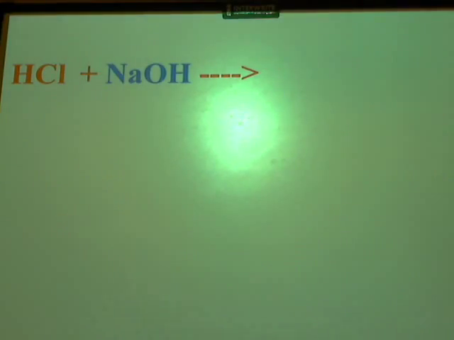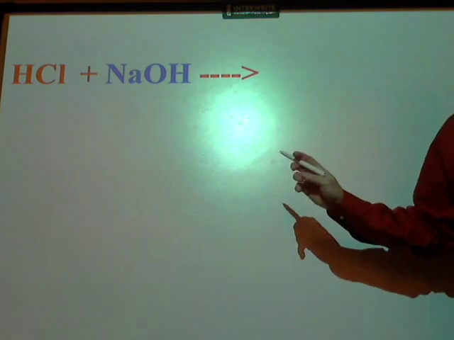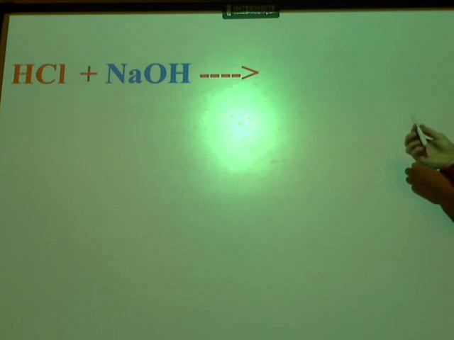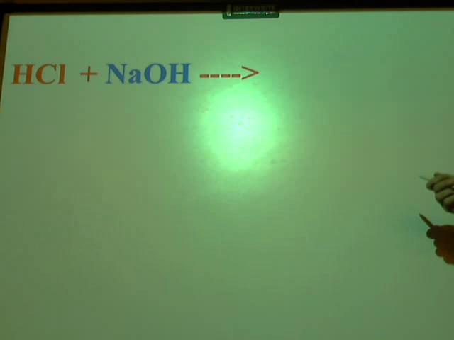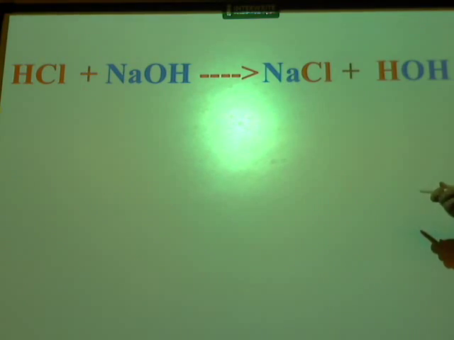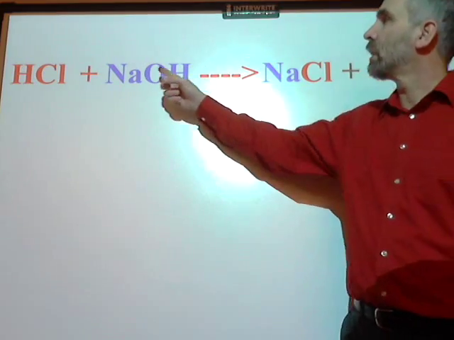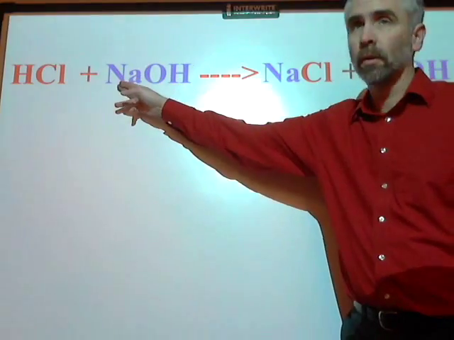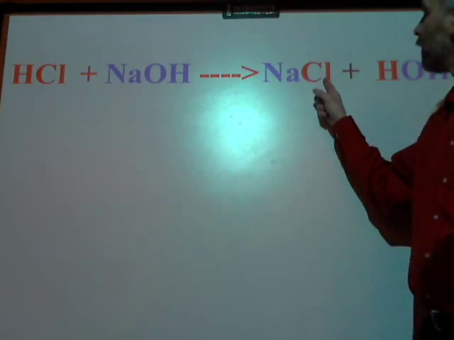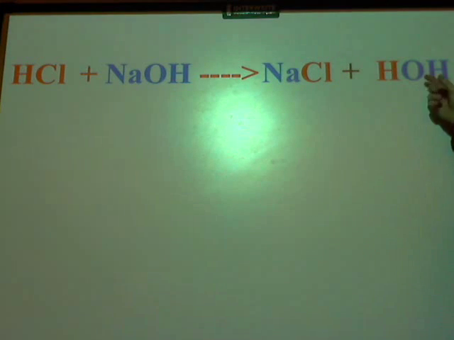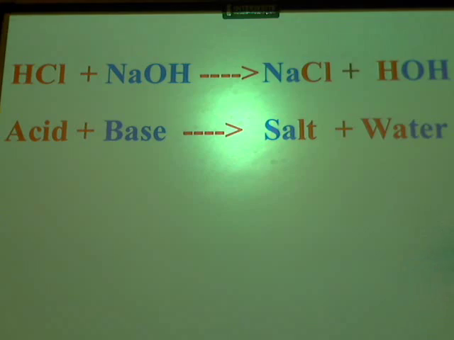Everybody should know from the ester reactions when I reviewed this then. What am I going to get from this? HCl plus NaOH. Salt water. NaCl plus HOH, or H2O. See? You take the positive ion from the base, the negative ion from the acid, you put them together, you make a salt. Okay? And you always get water. So that's basically what we saw once before.